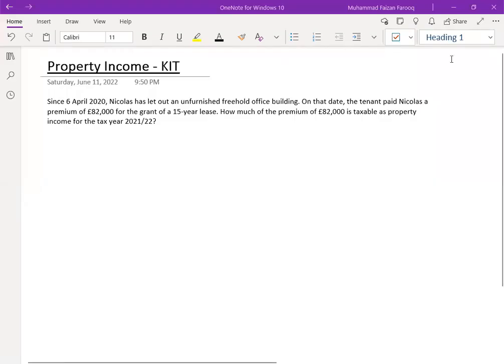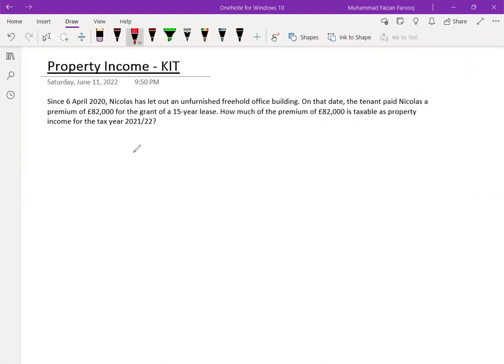So now we are going to discuss the revision kit of property income. The first question, which is I guess question number 19 from the latest edition of 21-22, is this one. Now he's asking you how much the premium. So we know how to calculate the premium, right or wrong? Right. It is assessable premium, right?